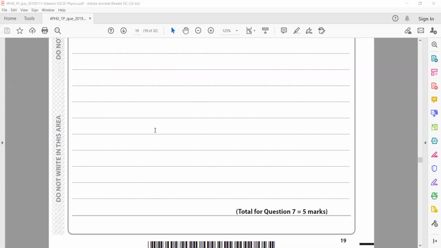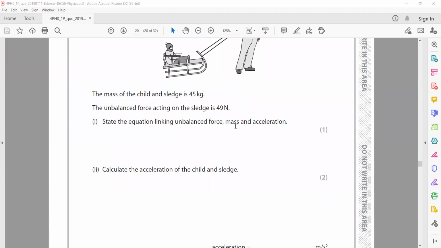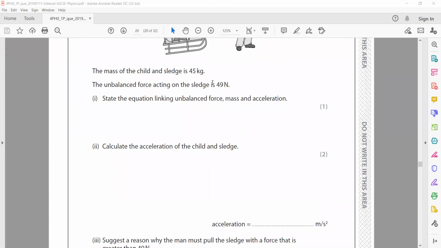Question 8. The diagram shows a man pulling a child on a sledge. The mass of the child is 45 kilograms and the unbalanced force acting on the sledge is 49 Newton. The equation which relates force, mass and acceleration is F equals ma. So F equals ma. Then what is the acceleration?